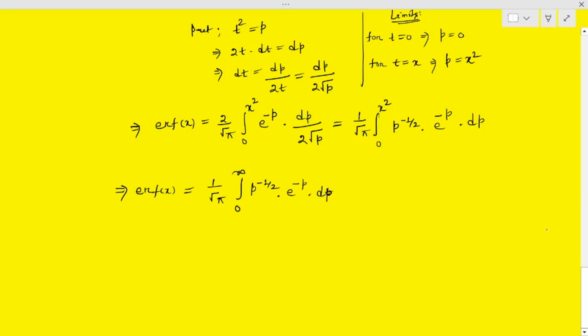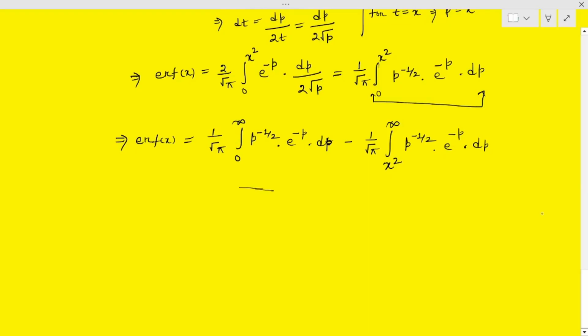Then minus 1 by root pi, x square to infinite, the lower limit is your x square to infinite, p to the power 1 by 2 into e to the power minus p dp. See here, for this integral the limits are 0 to x square. I just segregate in this format. The limit here 0 to infinite minus x square to infinite will give you the limit 0 to x square. How is it? Here you can see.